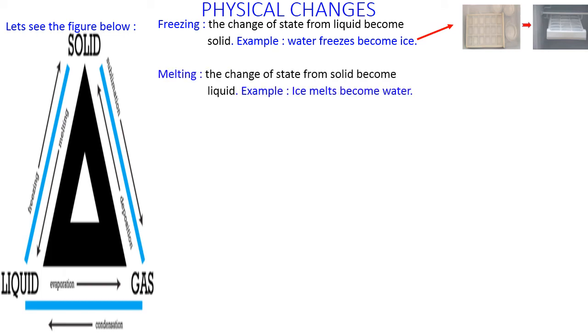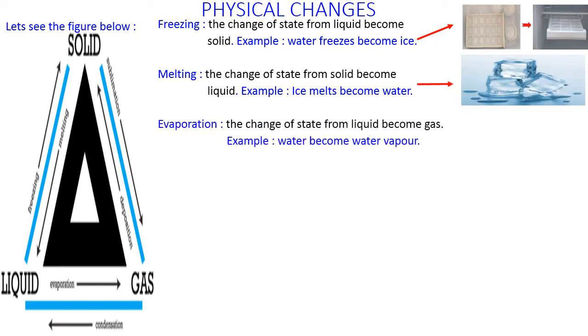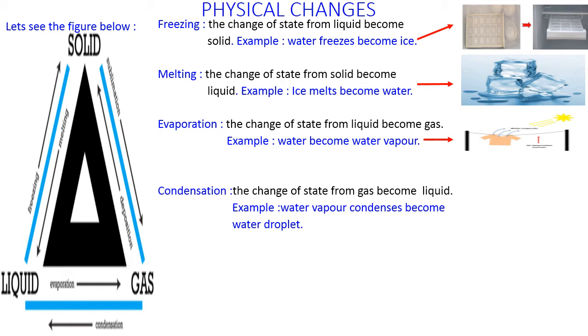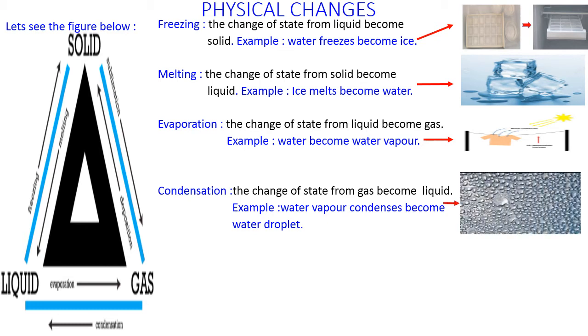Melting, the change of state from solid become liquid. Example, ice melts become water. Evaporation, the change of state from liquid become gas. Example, water become water vapor because of heat from the sun. Condensation, the change of state from gas become liquid. Example, water vapor condenses become water droplet.